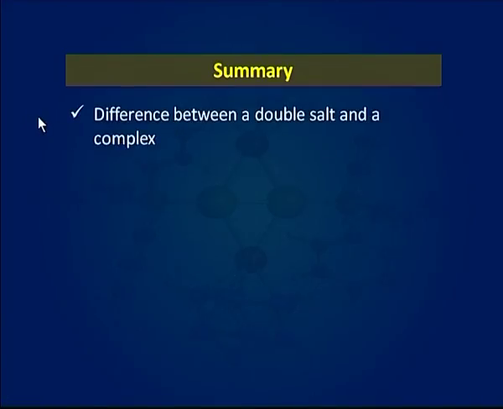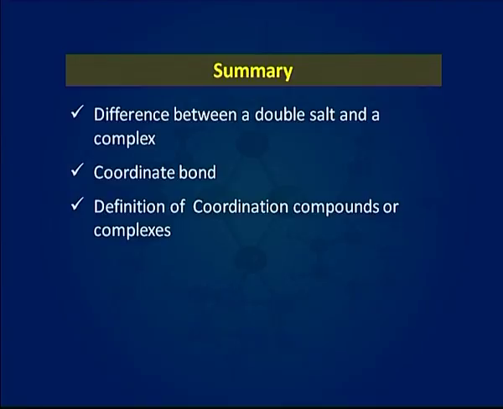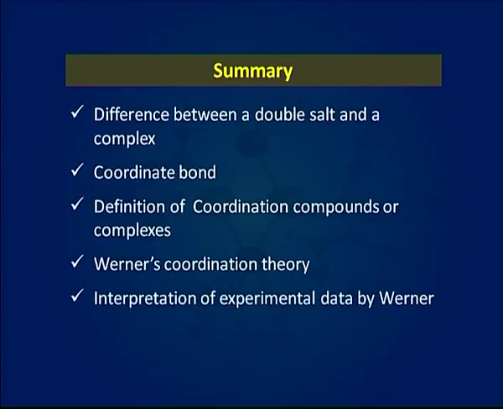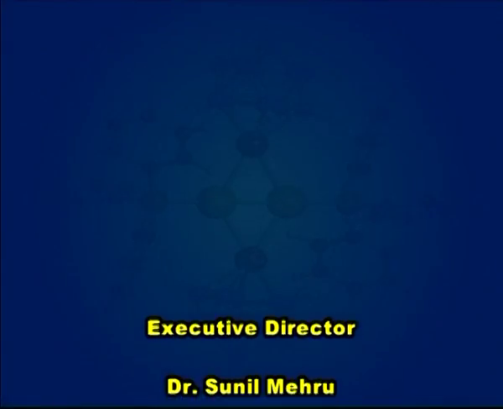We learned about the difference between a double salt and a complex, coordinate bond, definition of coordination compounds or complexes, Werner's coordination theory, and interpretation of experimental data by Werner. This interpretation of experimental data we will continue in our next lecture, and we will also define some basic terms like effective atomic number, coordination entity, central atom, and ligands.